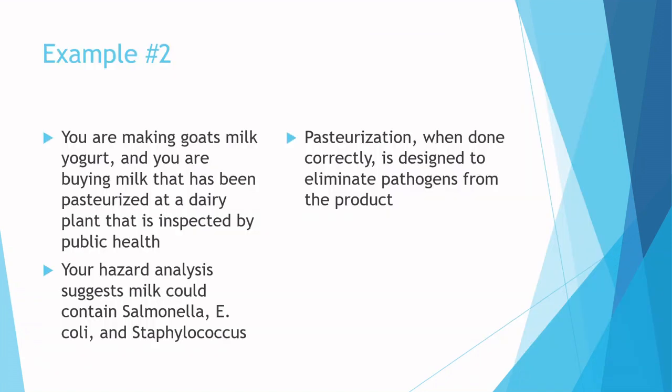Now let's do a second example here. Let's say we're making goat's milk yogurt, and now we're buying milk that has been pasteurized at a dairy plant, and that dairy plant is inspected by the public health unit. And the hazard analysis is, goat's milk could contain Salmonella, E. coli, and Staphylococcus. However, what's different is now we have a pasteurization step, and we are receiving this product from a company that is doing the pasteurization for us. So when it's done correctly, it's designed to eliminate those pathogens from the product.